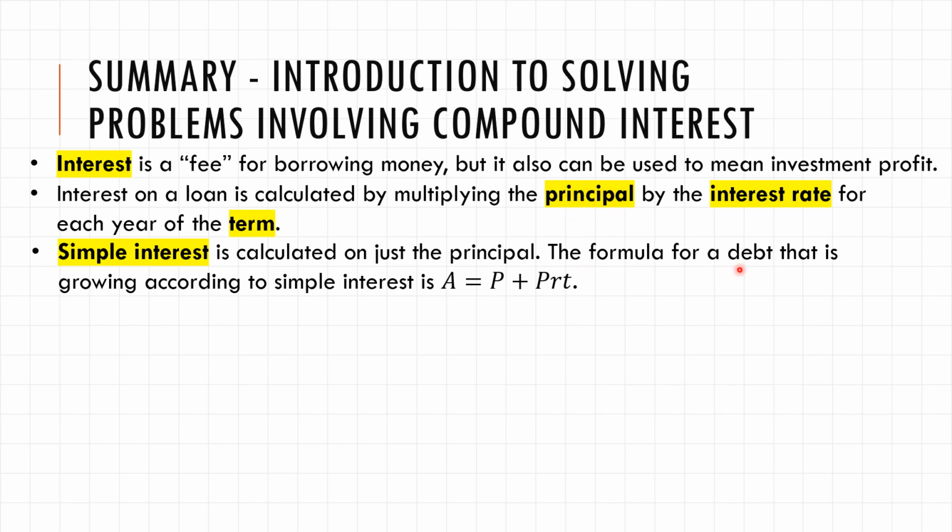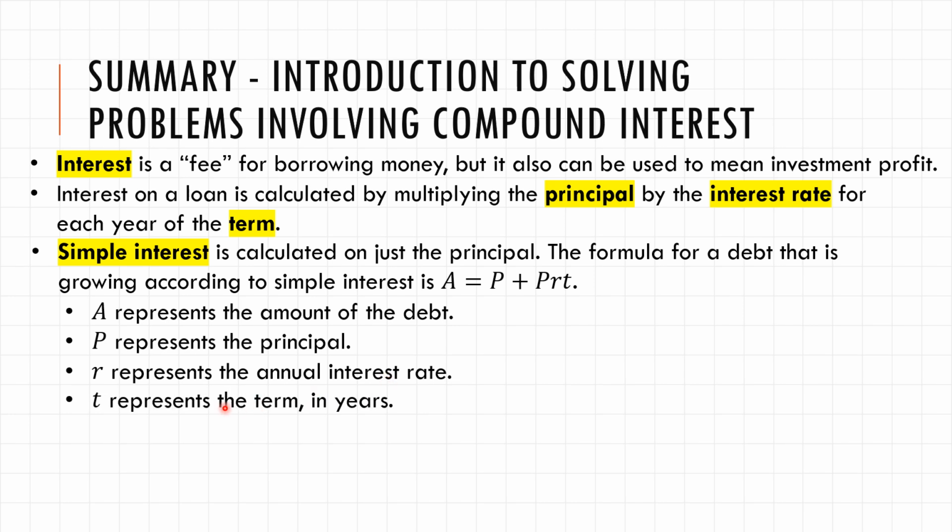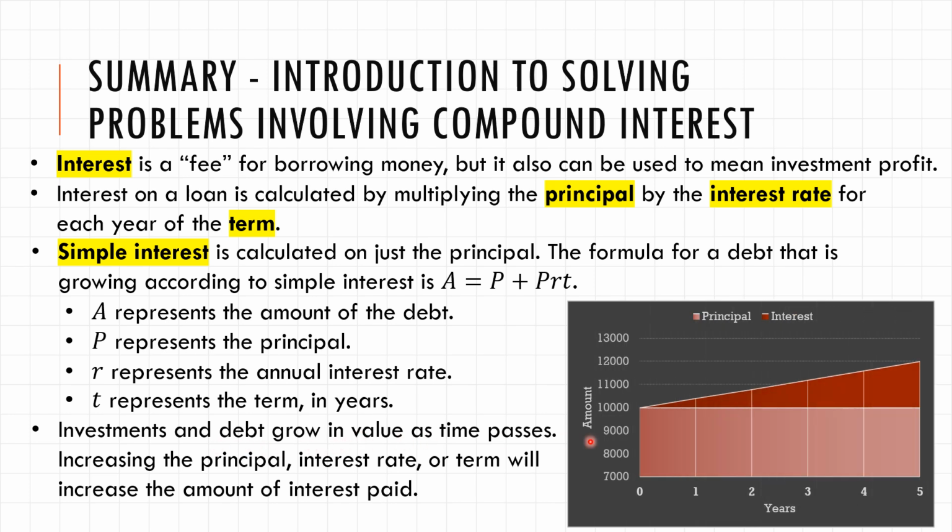The formula to calculate the future value of something that is growing with simple interest is given to you here. A equals P plus PRT, where A represents the amount or the future value of the debt, P is the principal or the amount at the start, R is the annual interest rate, so the rate per year, and T is the term, the amount of time in years. Investments and debt grow in value as time passes. If you increase the principal, the interest rate, or the term, you can increase the total amount of interest that is paid over the lifetime of this loan or investment.